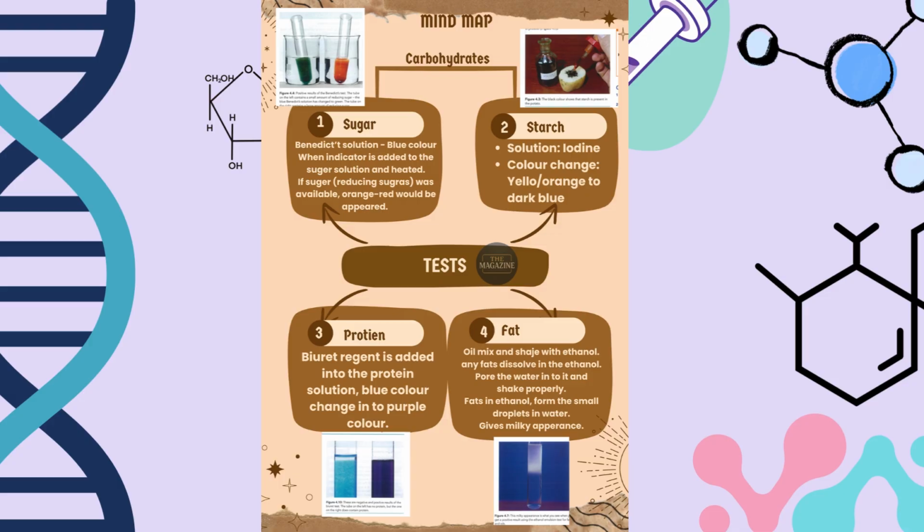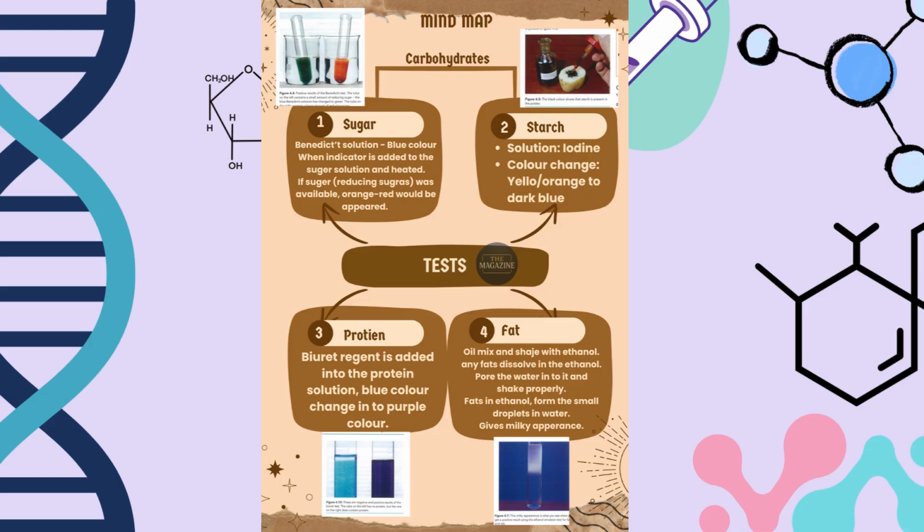So let's move to the starch test. How can we identify starch? For starch identification, we are using iodine solution, which is a yellow-orange color. Once your solution contains starch, that indicator converts into a dark blue color.